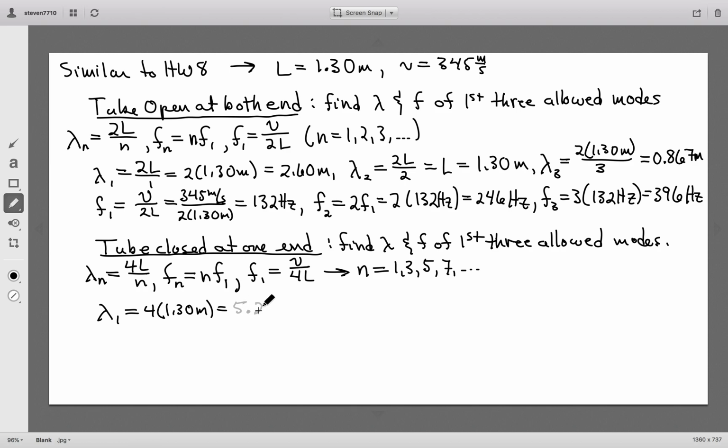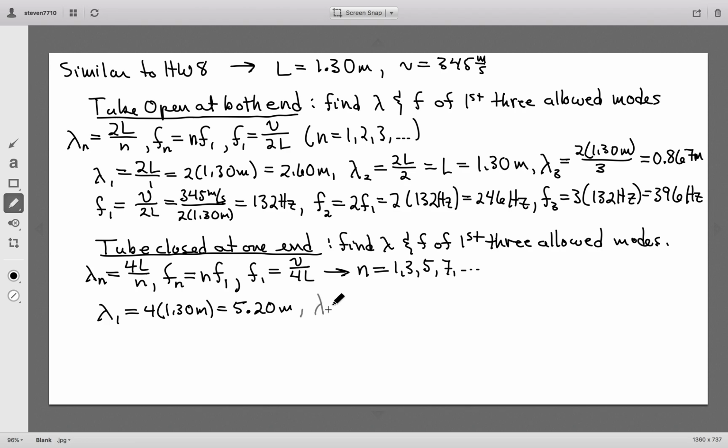So what I've done is I've taken the same length tube, kept it open at both ends, somehow excited the first mode, and that was 132 hertz. It had a wavelength of 2.6 meters. Now, take the same tube, put a cap on one end, excite it to its first mode, and you'll find the wavelength of that mode is 5.2 meters, twice that wavelength. Bigger wavelength, lower frequency. Go down an octave.